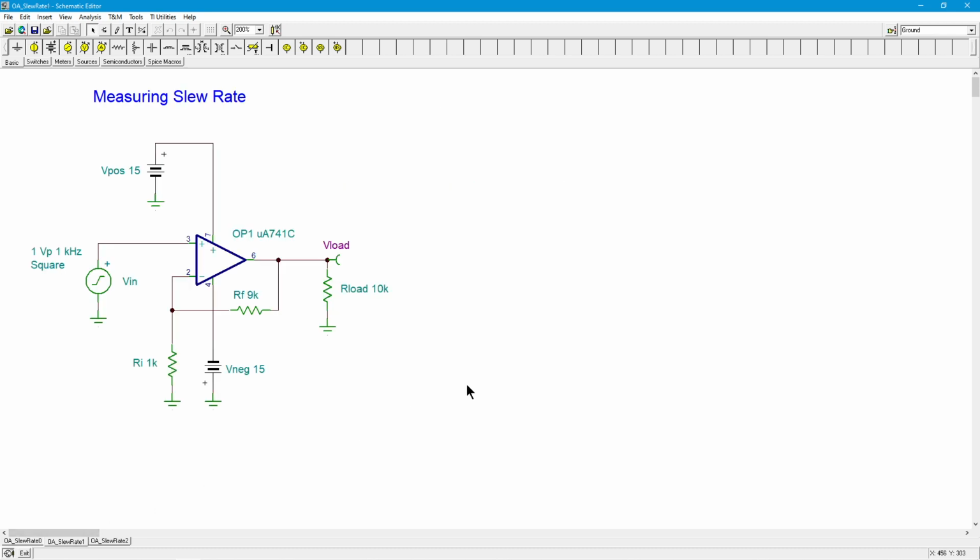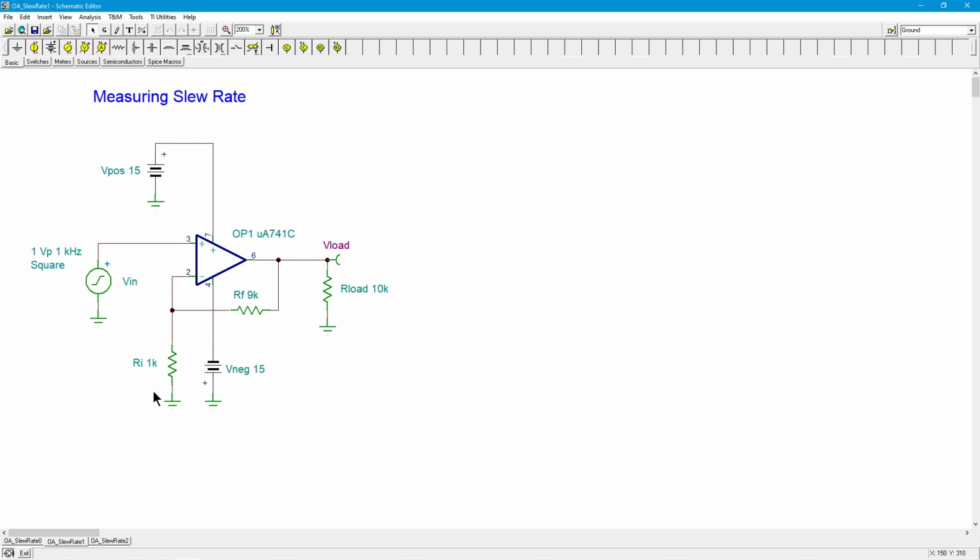I have a little 741 circuit here. This happens to be a non-inverting amplifier, but slew rate is an issue whether it's an inverting amplifier or non-inverting amplifier, a summing amplifier, any of those things. You still have to deal with this limit in terms of output speed. So this is set up for a gain of 10, right? We got an RF of 9K and an RI of 1K. So 9K over 1K plus 1. I like to use round numbers.